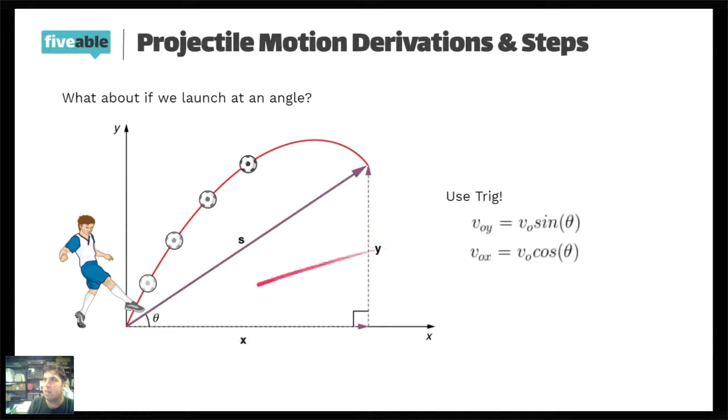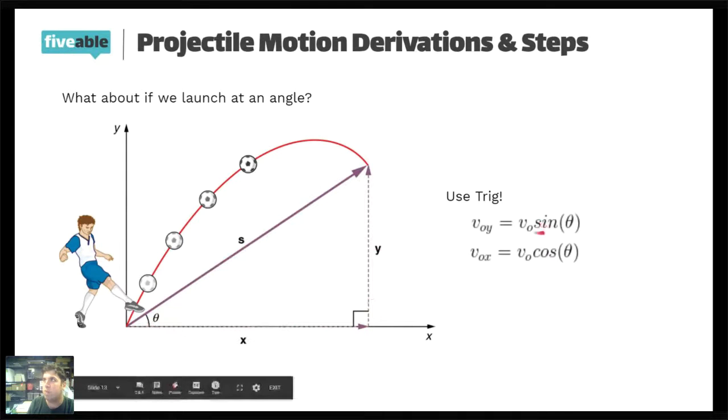The vertical part is opposite my angle, so I'm going to use sine in my equation. The horizontal is adjacent to my angle, so I'm going to use cosine. And in the rare event that you know the other two but not the speed, you can use the Pythagorean theorem, or use tangent, or really any other trig stuff that you have covered in there will work.